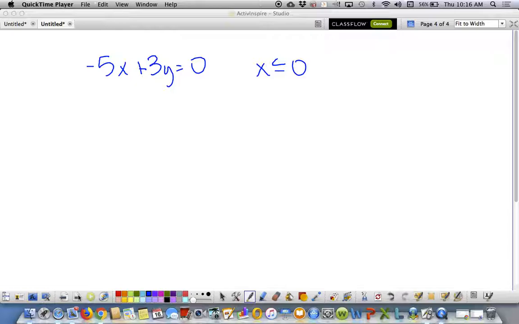Oh wait, don't you solve? Yes, solve. What are you solving for? Y. So you add the 5x. Are we not doing y equals mx plus b? Yes. So you add the 5x, so 3y equals 5x. Then you divide by 3, so y equals 5/3 x.